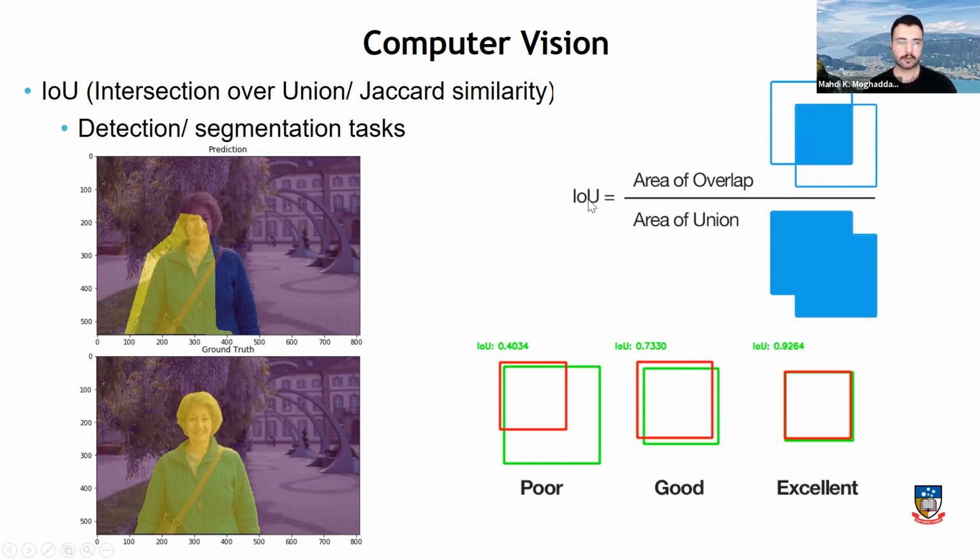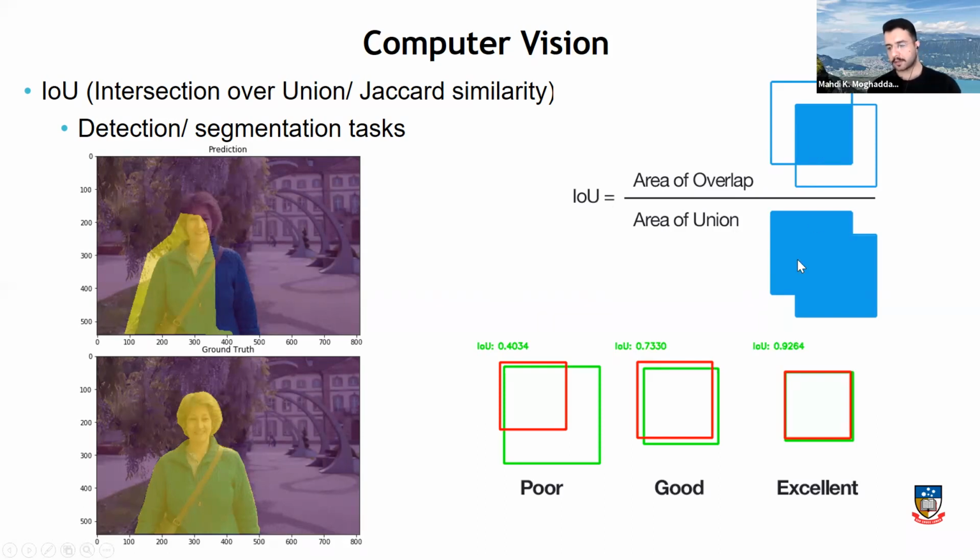On the left-hand side is segmentation. If this is your segmentation mask, the yellow one, and the bottom one is the ideal one, you put these two together and count, for example, the number of pixels where these two overlap, and that's your intersection. You also count the number of pixels in the union of these two, and that will be your union. Dividing these two gives you the IOU measure.